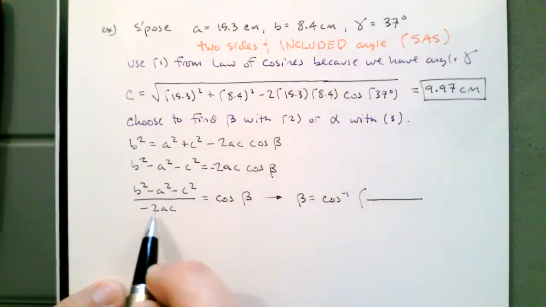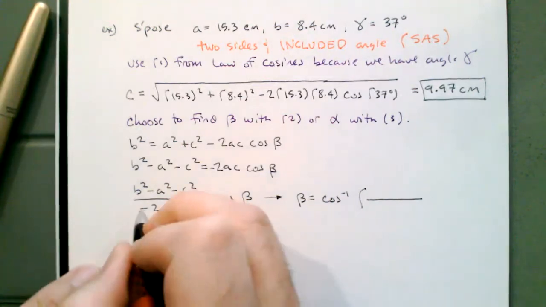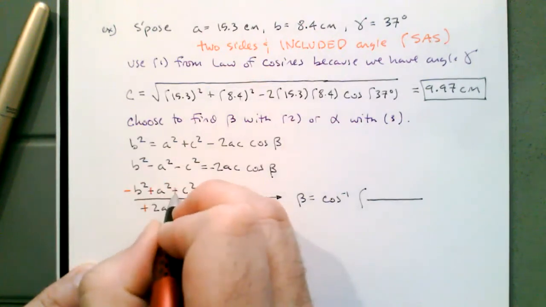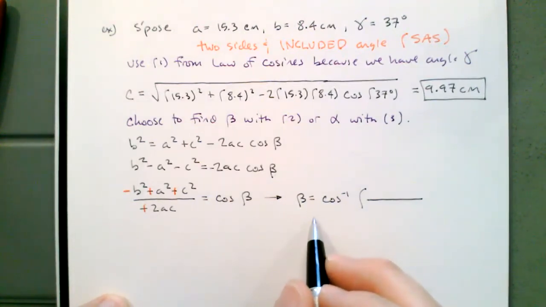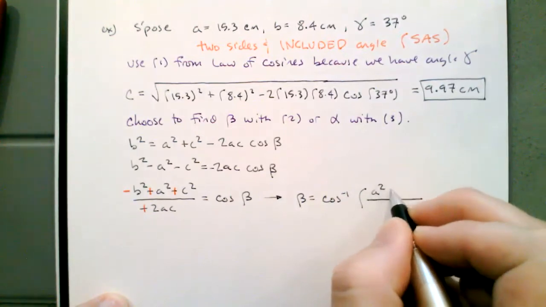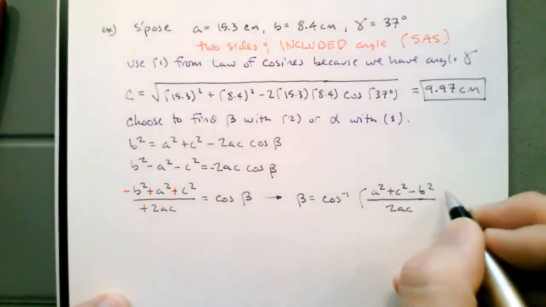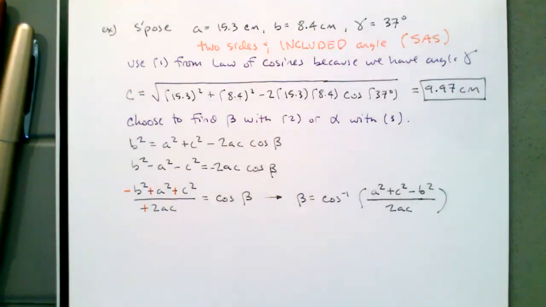I don't like dividing by this negative 2AC. So what we're going to do is multiply everything in this fraction by negative 1. So I'm going to say positive 2AC, minus B squared plus A squared plus C squared. That's why when we see beta solved for in the law of cosines, we see A squared plus C squared minus B squared over 2AC. So there's the second line of the law of cosines, solved for beta rather than B squared.